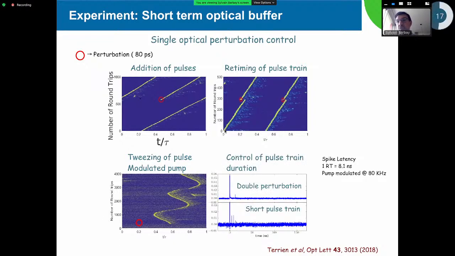You can also control the pulse train duration with a single short optical pulse. And here, for instance, we send the full pulse to ignite the pulse train, and we send a second optical pulse with a lower amplitude to switch off this pulse train. And it could be switched off anywhere, in fact, we want. So we have really a full control of these pulse trains, which are produced in this regenerative pulsing system.